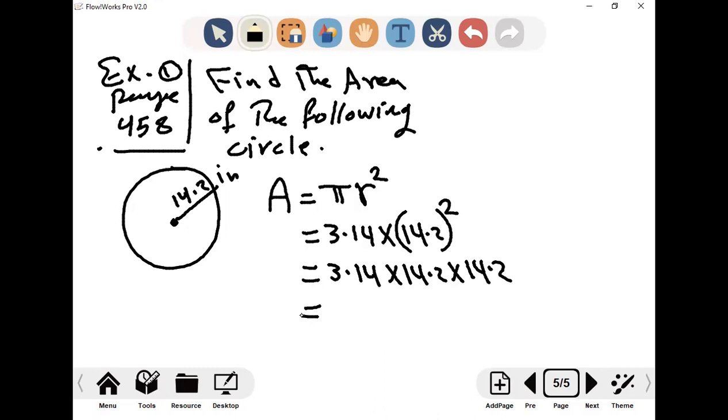The answer will be 633.15. Round it to the nearest hundredth if necessary, the same idea as the circumference. So the answer is 633.15.